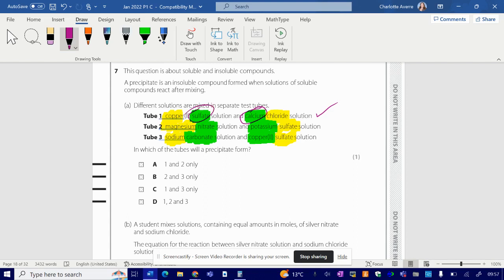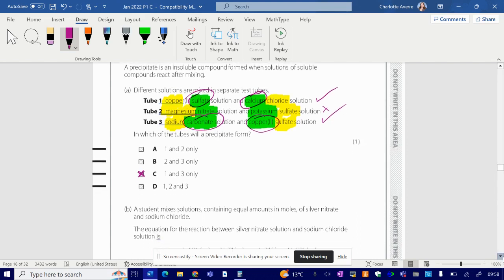Okay, all potassium and nitrate salts are soluble, so potassium nitrate is definitely soluble. Magnesium sulfate, all sulfates are soluble except calcium and barium, so there is no precipitate there. Okay, all sodium salts are soluble, so sodium sulfate is soluble. Most carbonates are insoluble except the group 1 and ammonium ones, so there will be a precipitate in that case. So C, 1 and 3.